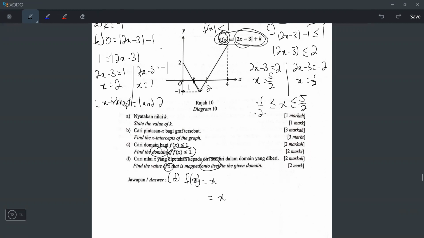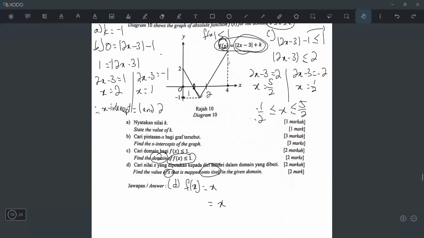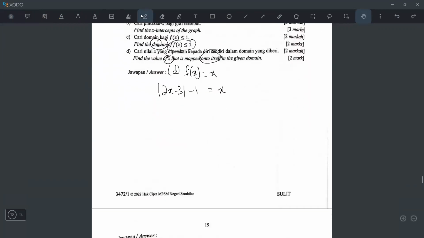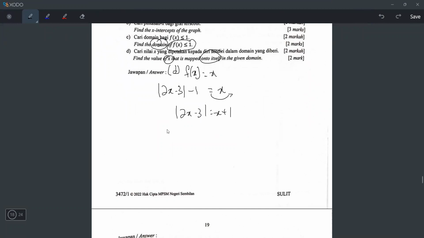And this x I will leave it, and this f(x) I will replace with this one: modulus 2x minus 3 plus k, but we only know k is -1. So now I just have to solve for x, then I get the answer already. So how to find? Modulus 2x minus 3 equals to -1, so it becomes +1, and then move the modulus. So what happens when I move the modulus? There will be two answers, one plus, one minus.